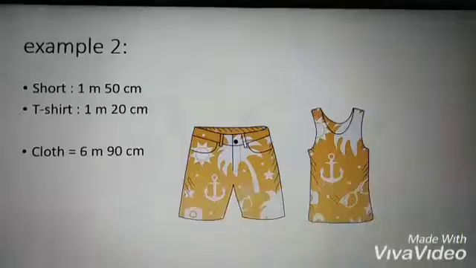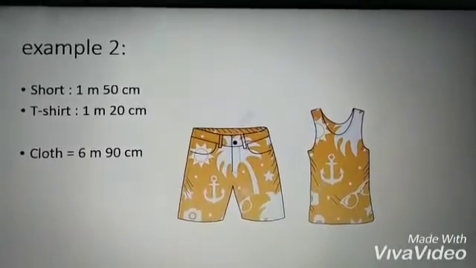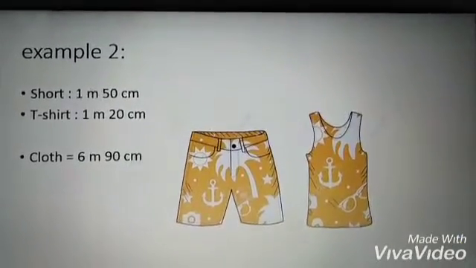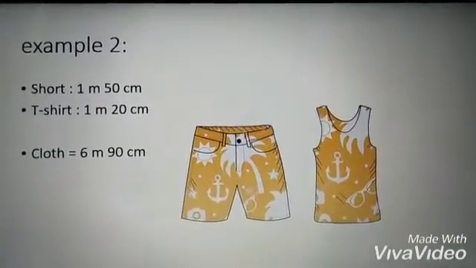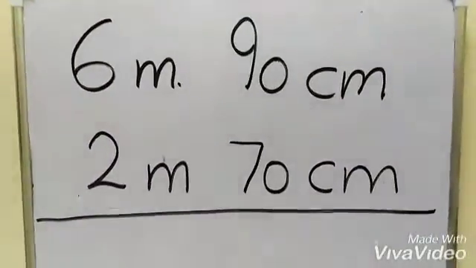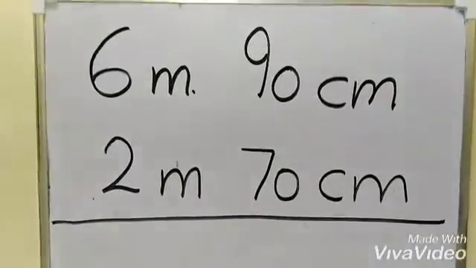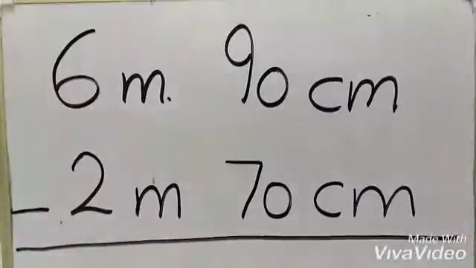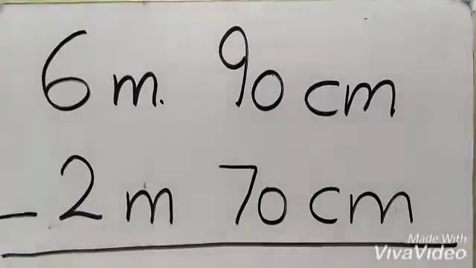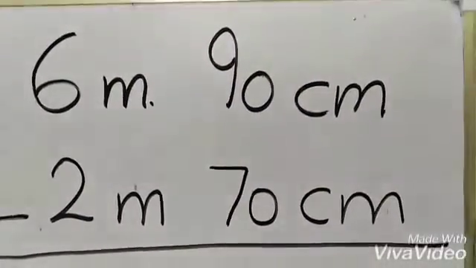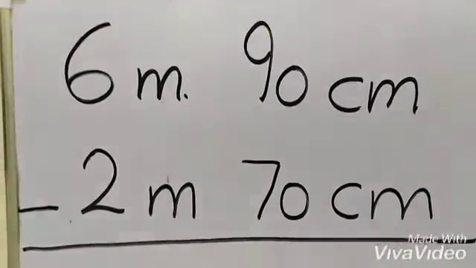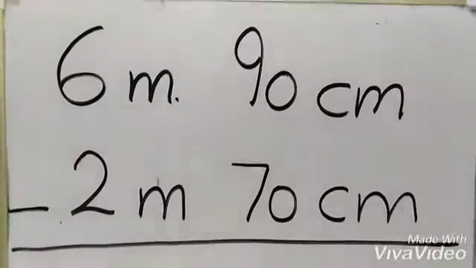If the whole cloth length was 6 meters and 90 centimeters, then how much cloth was left with him after he finished? To find out how much cloth was left with him, we subtract how much cloth he used from how much cloth he has all together. So 6 meters and 90 centimeters minus 2 meters and 70 centimeters.